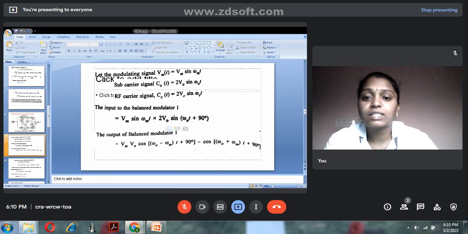Then we have a modulating signal, that is Vm of t equal to Vm sin omega mt, and the subcarrier signal, that is the AF carrier, C0 of t equal to V0 sin omega naught t, and the RF carrier signal, that is Cc of t equal to Vc sin omega ct. So the input to balance modulator 1 is the message signal and the 90 degree shifted carrier signal, that is the AF carrier signal, applied into BM1. So we have a formula, that is the sin A sin B formula, we can apply it here. That is cos A minus B minus cos A plus B.